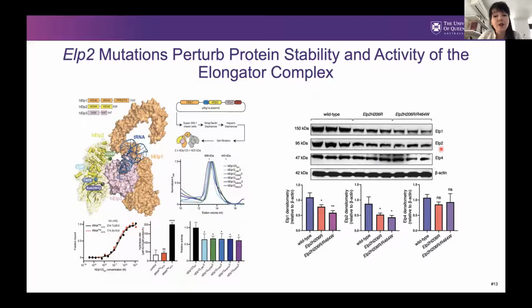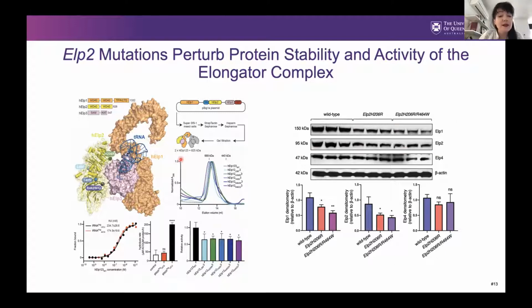But then we also saw in the brain tissue of the mutant mice that especially ELP1 and ELP2, which are subunits of the catalytic subcomplex, are reduced in expression, whilst ELP4 is not affected. So it means that predominantly the ELP1 to 3 subcomplex is being affected by these mutations, as there is reduced expression of these subunits.